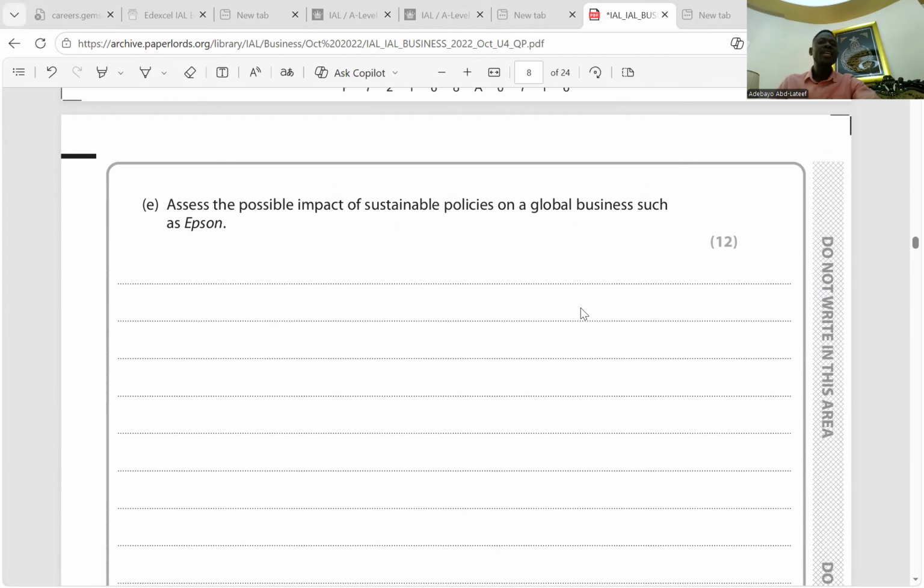For question 1E, they said, assess the possible impact of sustainable policies on a global business such as Epson. We're talking about sustainable policies. We're talking about corporate social responsibility policy. Sustainable policies are policies where decisions of now should not affect the decisions in the future. So whatever we do now, our business activity in the present day, must not affect those coming after us. That is sustainability.